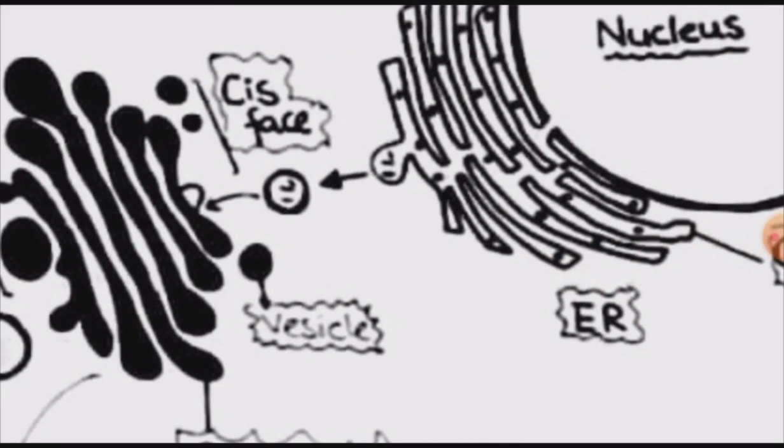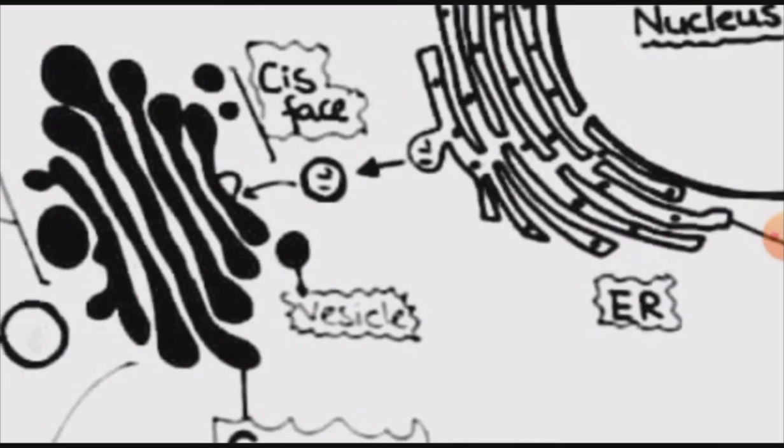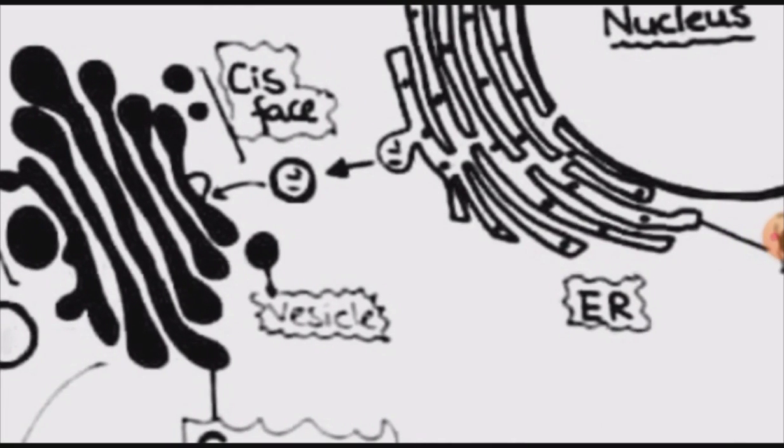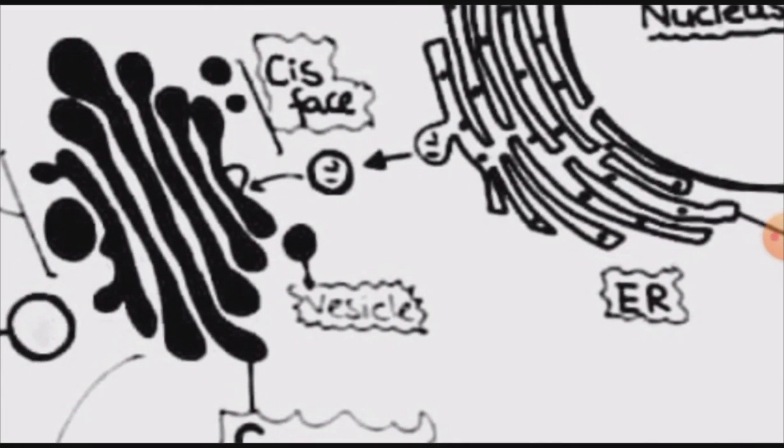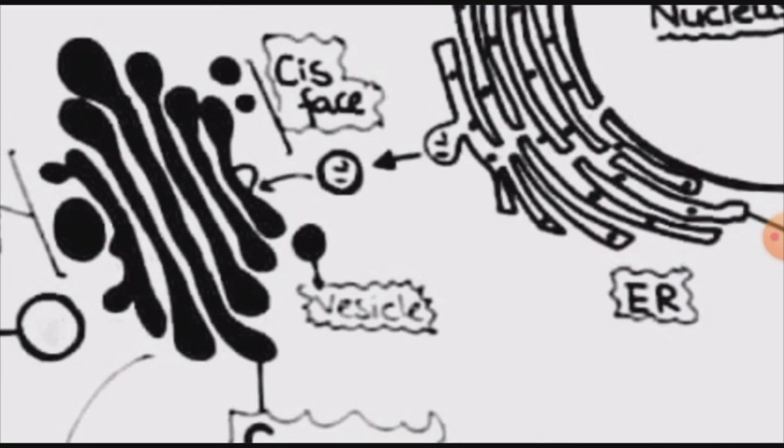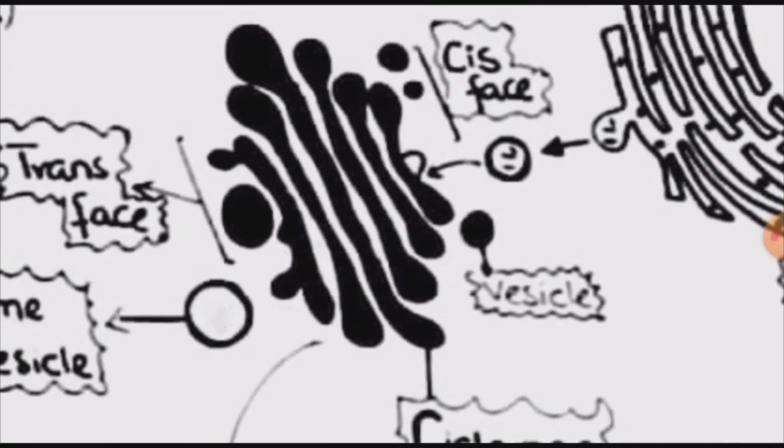Then the cisternae has two phases, as I have already told you. Cis phase, the side facing endoplasmic reticulum, which receives protein from endoplasmic reticulum, and the trans phase, or the exit point, through which protein moves out of Golgi body after modification. Okay, fine. This protein after modification is transported to the desired organelle or targeted place by getting packed in vesicles.